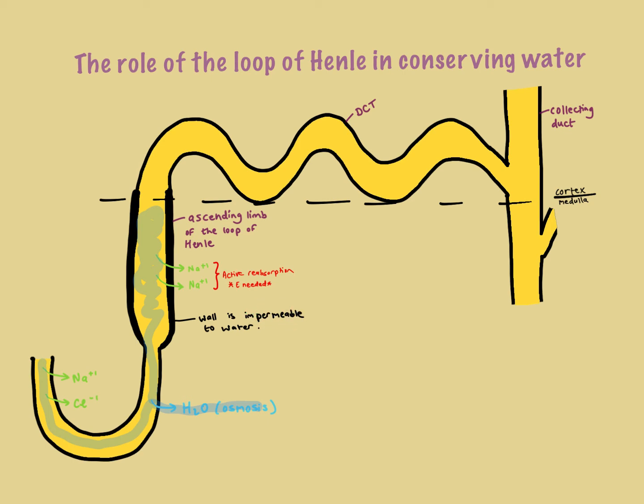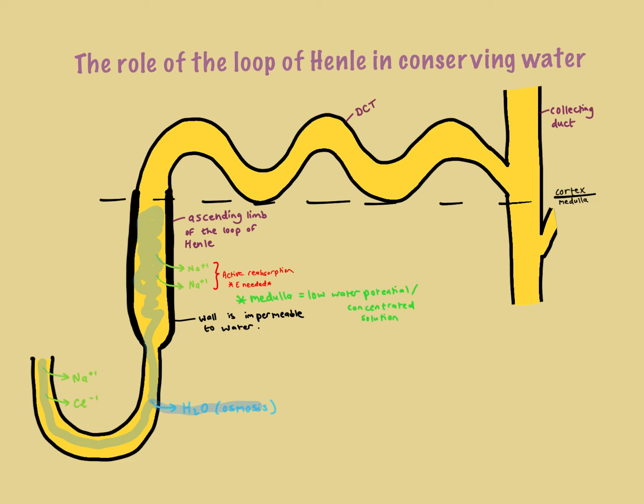But what the ascending limb of the loop of Henle does is it actively pumps out sodium ions. So this is active reabsorption, very, very important because a lot of energy is needed. Now, this would be why the cells have many microvilli and many mitochondria, so that this kind of thing can happen. But by actively pumping out the sodium and the chloride ions, you make a very, very low water potential inside the medulla of the kidney.